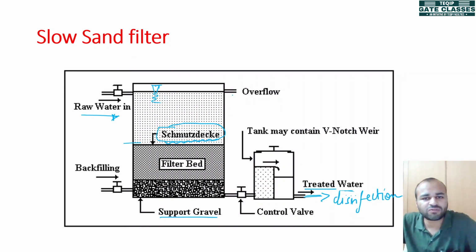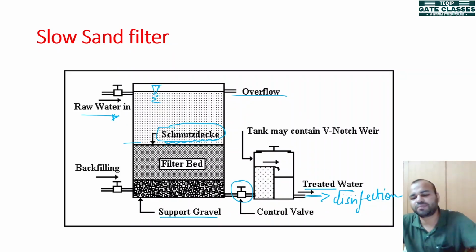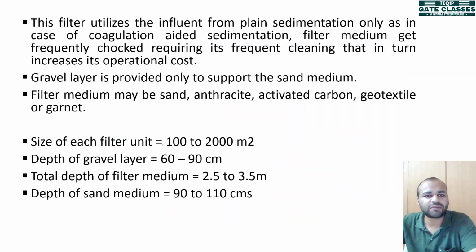There is an overflow pipe given here in case the filter bed, this filtration head required, overflows through it. Then there is a backfilling process given here. This is your control valve that you will open only when there is a significant growth of Schmutzdecke, and you will close when the filter is choked, and you may proceed for the cleaning purpose.